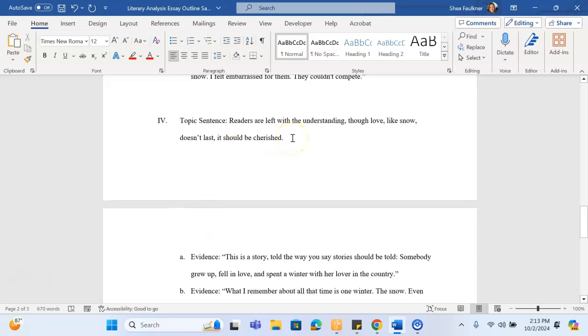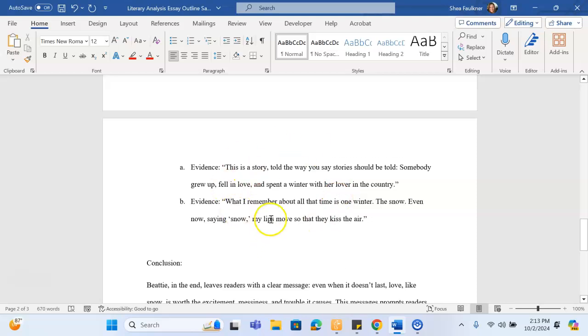And then finally, readers are left with the understanding, though love, like snow, doesn't last, it should be cherished. Here, I have very directly tied it into, this is what readers take away from this. And then in my plan for my paragraph, I have a couple of examples I think will help demonstrate that for me.